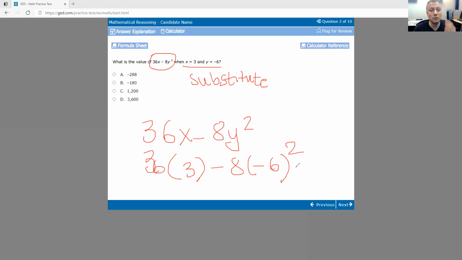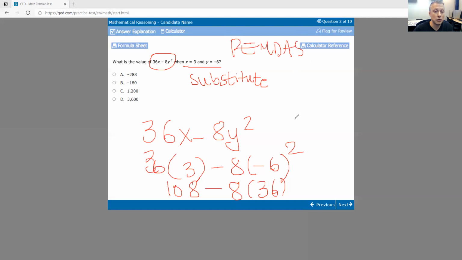Then you go to your calculator. You can type in 36 times 3 first if you like to get 108 minus 8 times, you're going to put your -6 squared in your calculator. You have to remember, as we said before, PEMDAS is priority here.